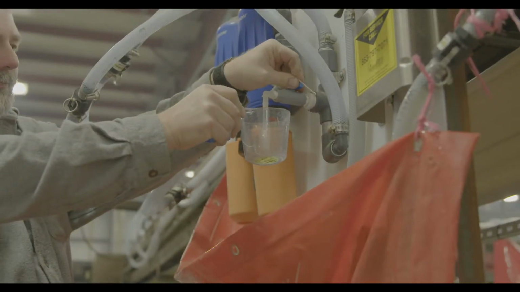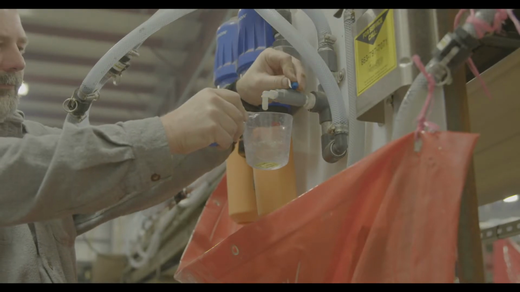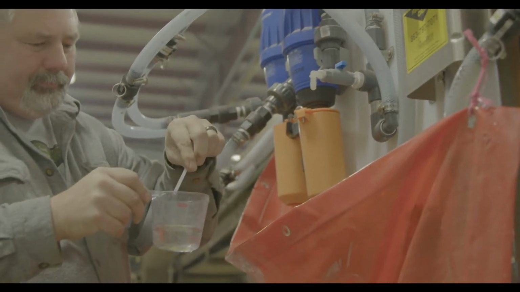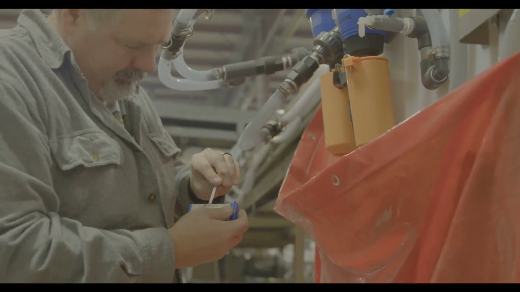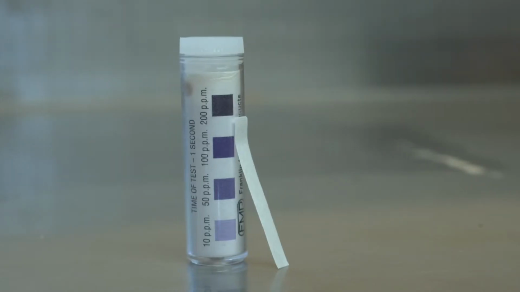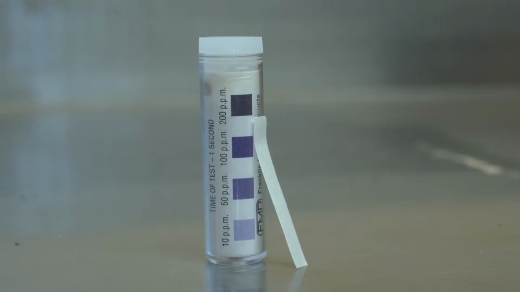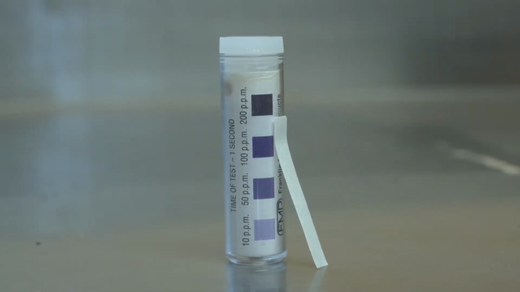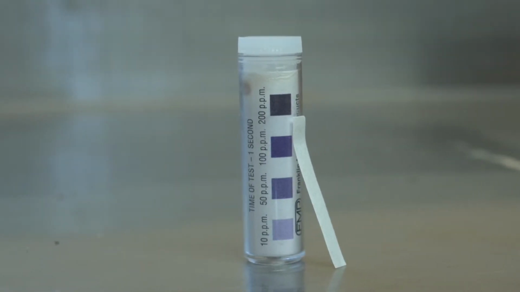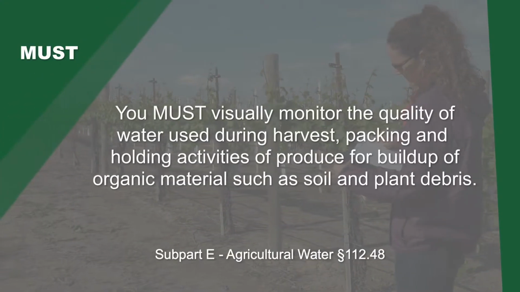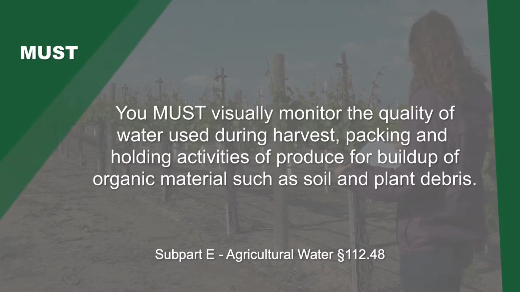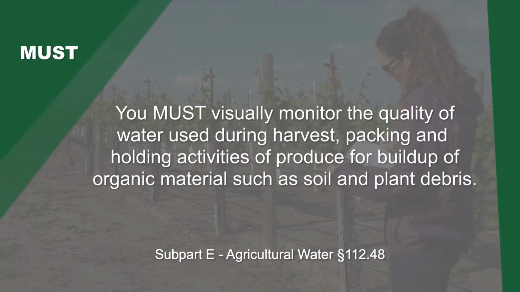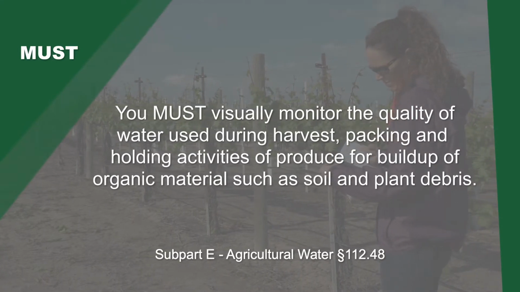Water pH can affect the effectiveness of a sanitizer, so it's important to monitor and adjust the pH as needed. pH strips are an easy way to monitor levels in the water. There are many ways to monitor, therefore it is important to research products and make sure you are using the appropriate monitoring devices. You must visually monitor the quality of water used during harvest, packing, and holding activities of produce for buildup of organic material such as soil and plant debris.